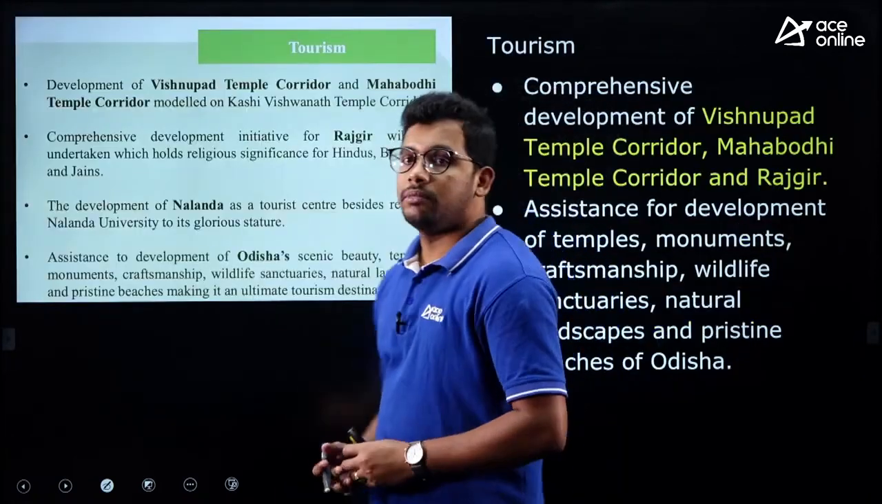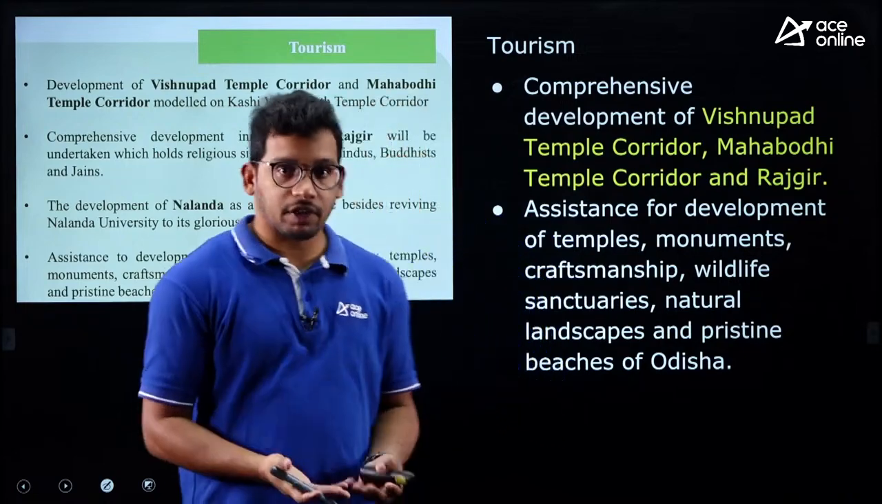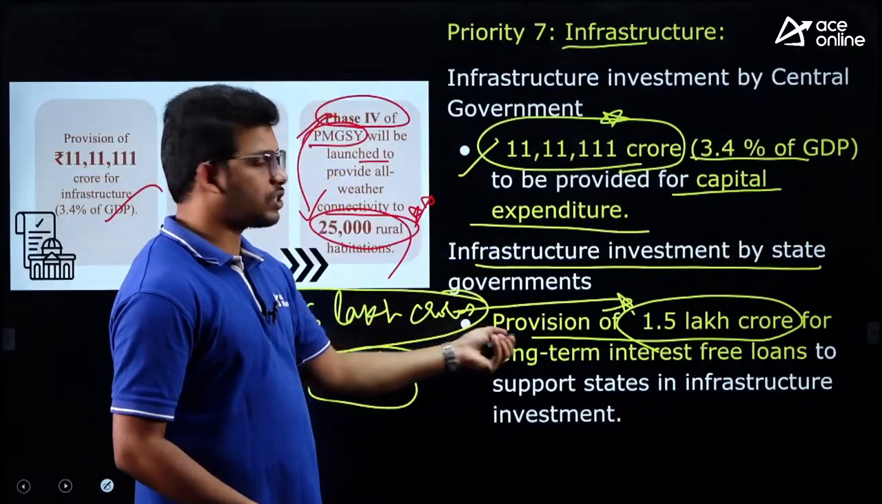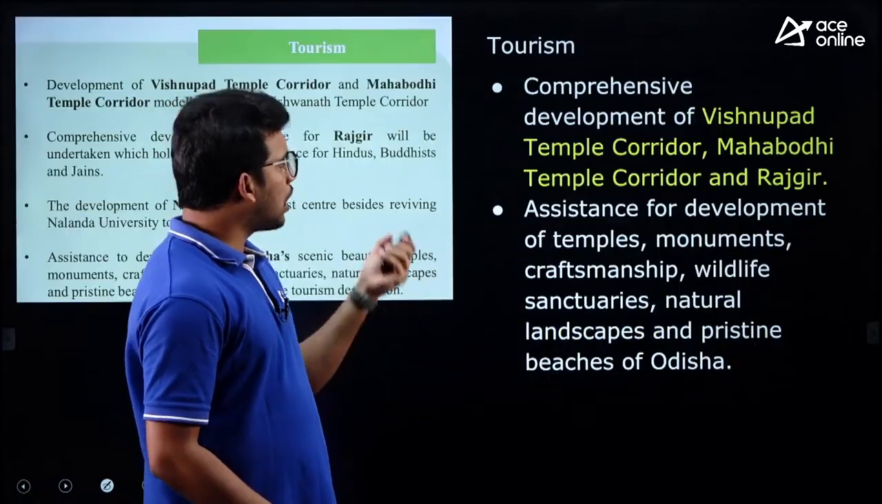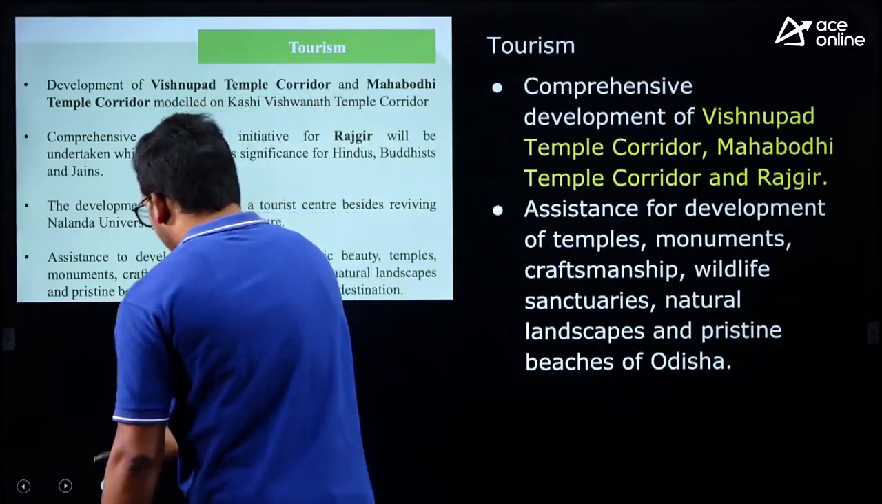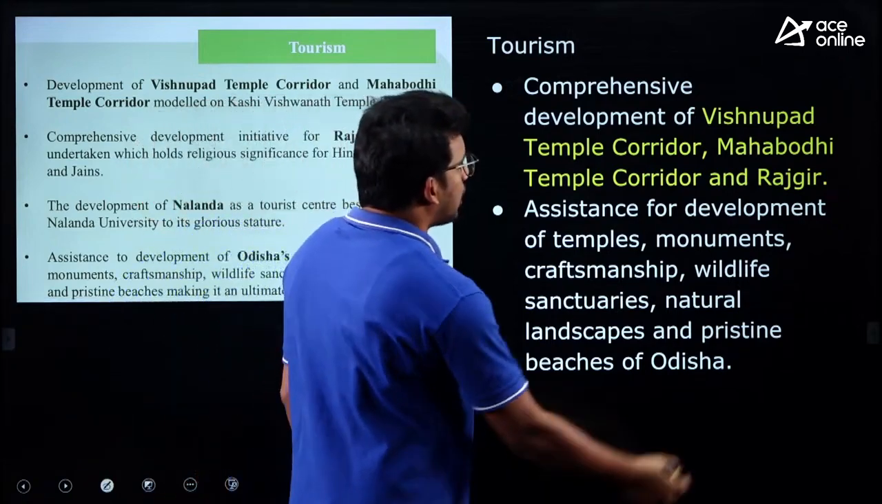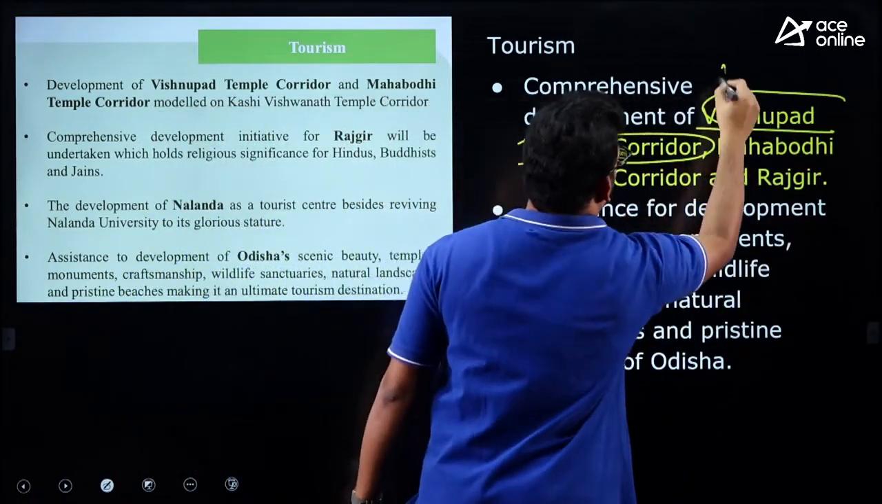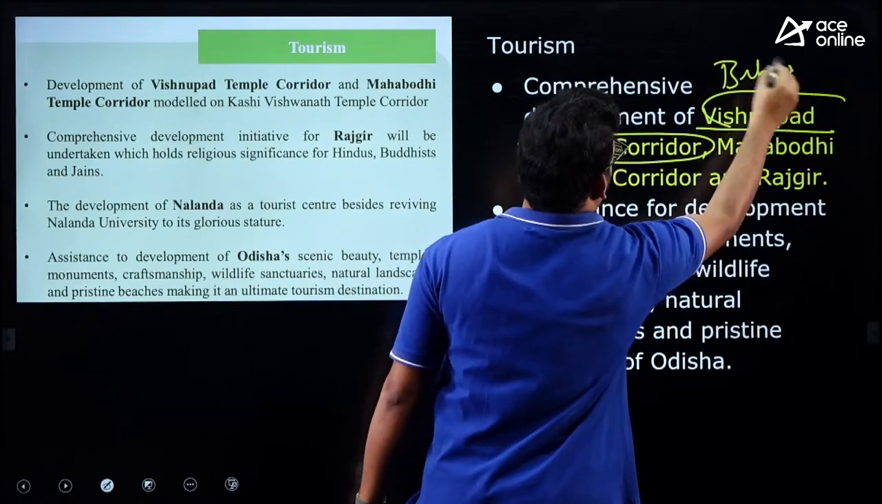Now tourism, very important, as part of infrastructure only. We are discussing the total infrastructure for industries, all those things. Now we are coming to tourism. For tourism, they have identified certain circuits. They are going to develop the Vishnupad temple corridor. This is in Bihar. This temple is in Bihar.